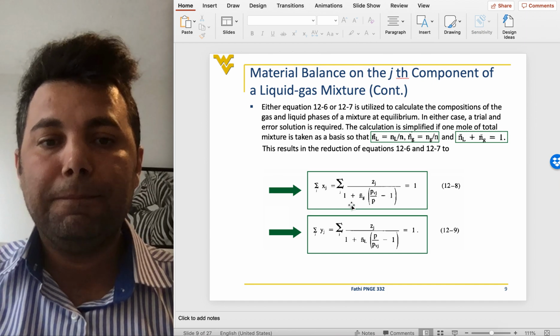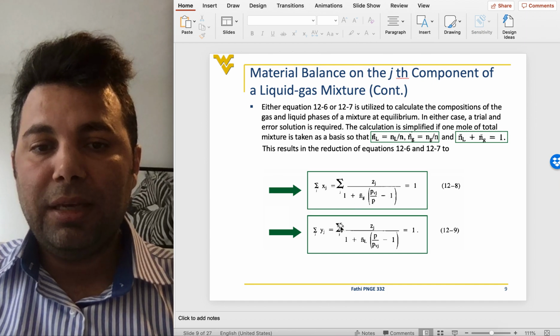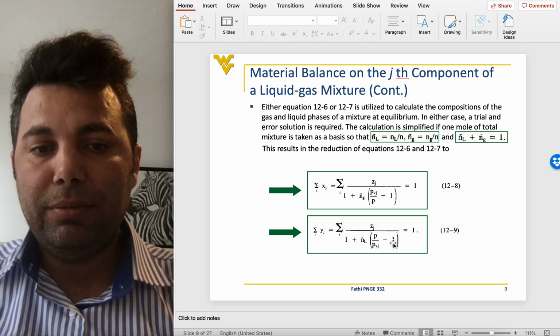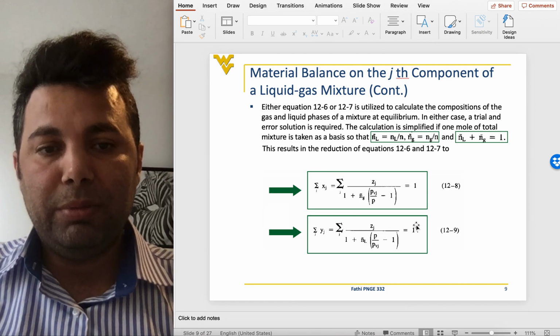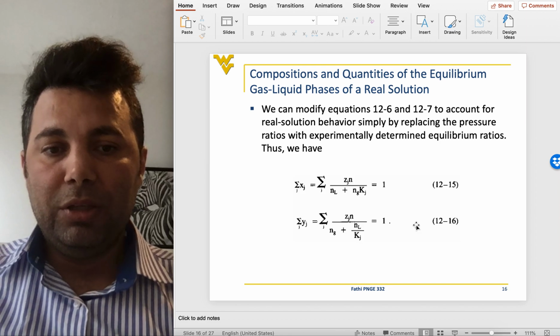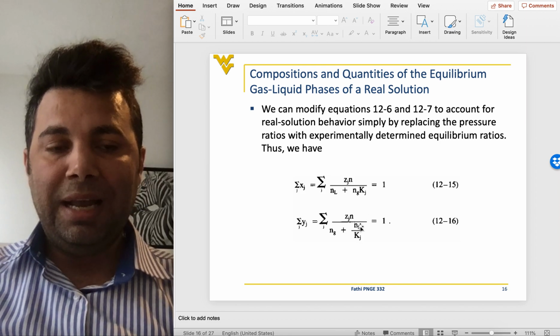And for the gas, again, the summation is Zj divided by 1 plus NL bar times 1 over Kj minus 1. So remember PVJ over P can be replaced by Kj. So if I do that, then I will have the equations.